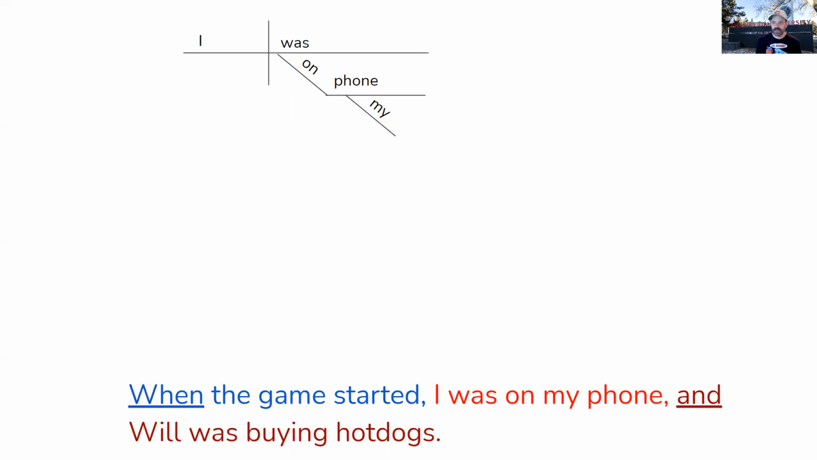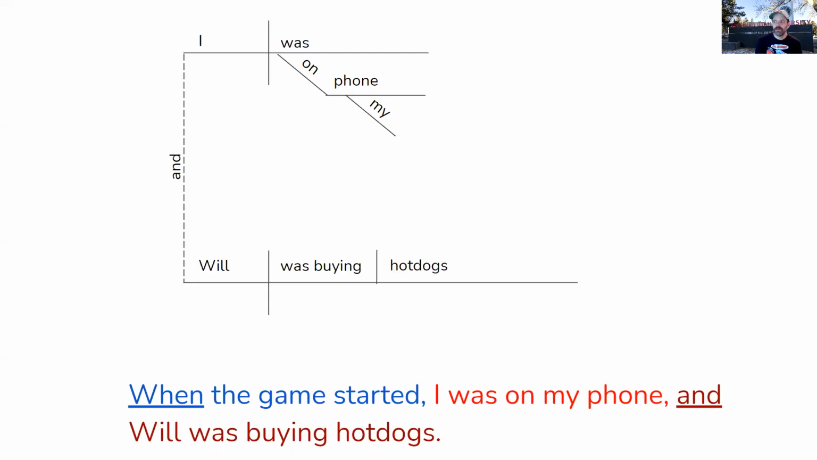Okay, and then we have our second sentence. Will was buying hot dogs. So I was on my phone and Will was buying hot dogs. Then we've now got to add our dependent clause, when the game started. Okay, when the game started answers the question of when. When were you on the phone, right? I was on my phone when the game started.